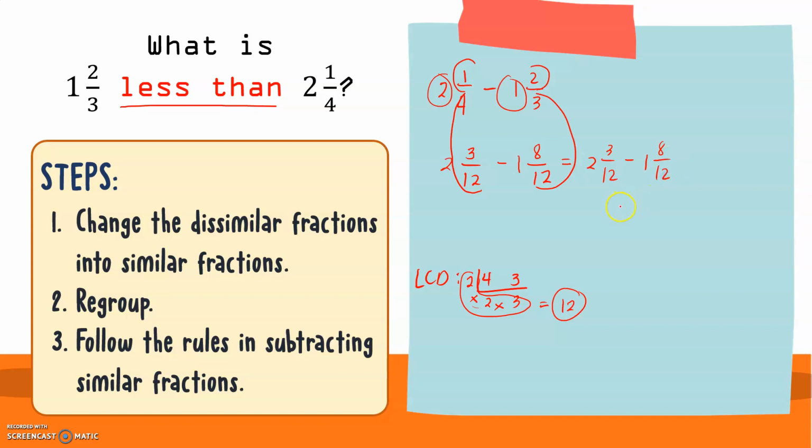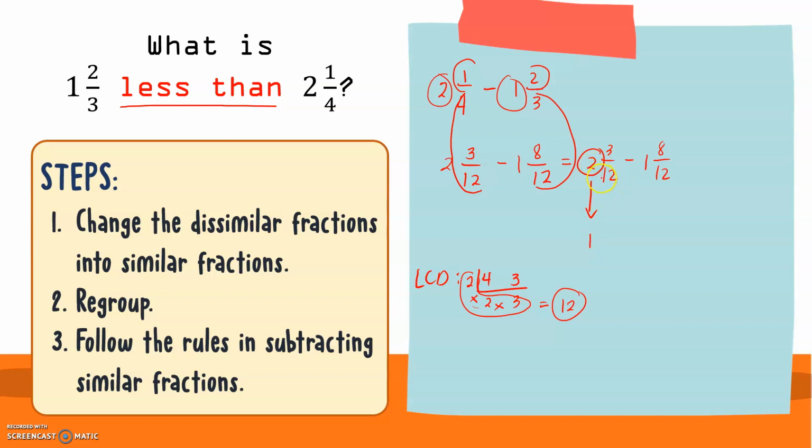Then let's proceed to the rules in subtracting similar fractions. 3 minus 8. Can we subtract 8 from 3? No. In cases like this, when the fraction in the subtrahend is bigger than the fraction in the minuend, we will do regrouping. And when you say regrouping, it means that we will borrow one whole from this one. Now, if we will borrow one whole from 2, that will give us 1.